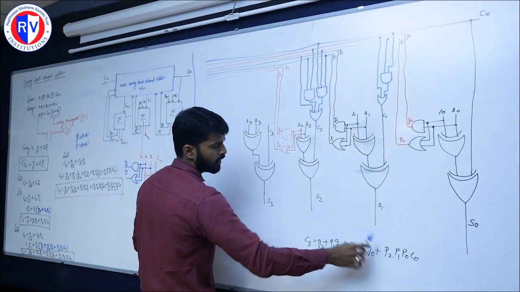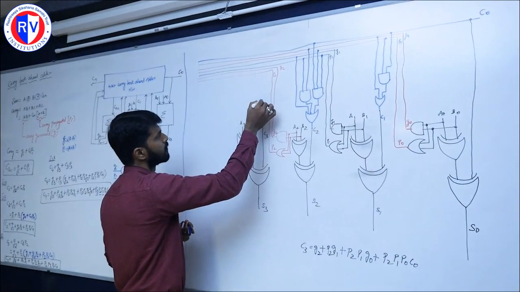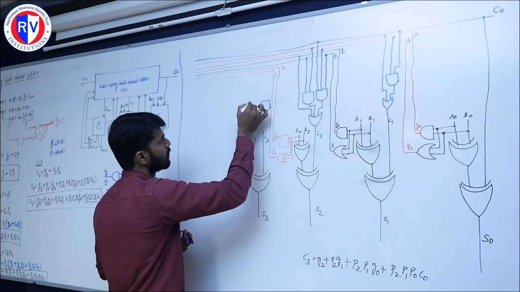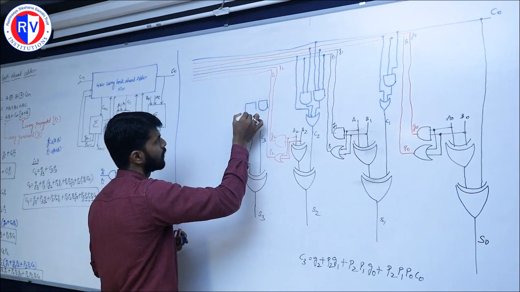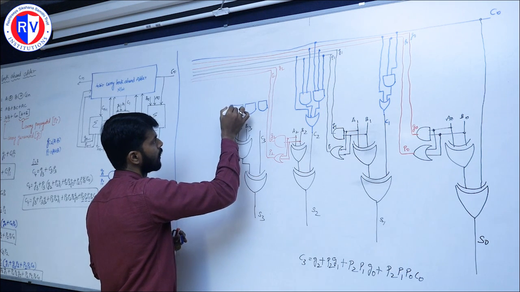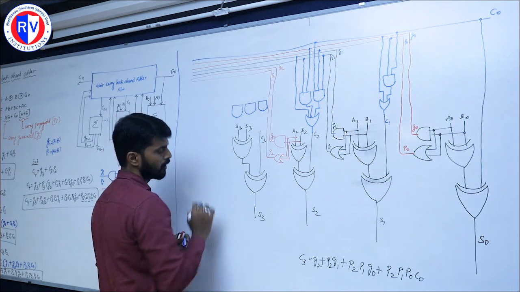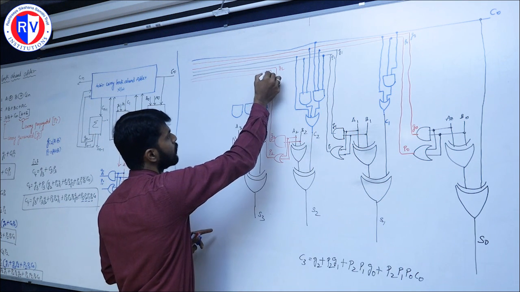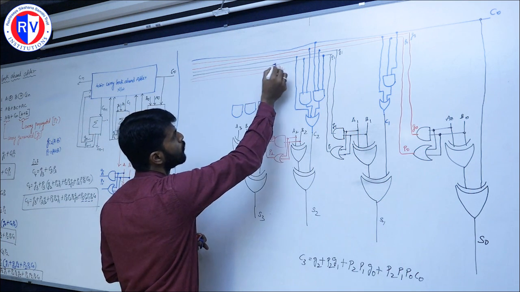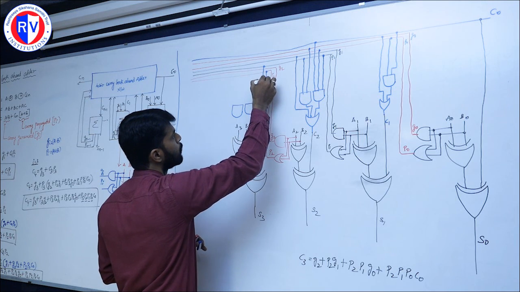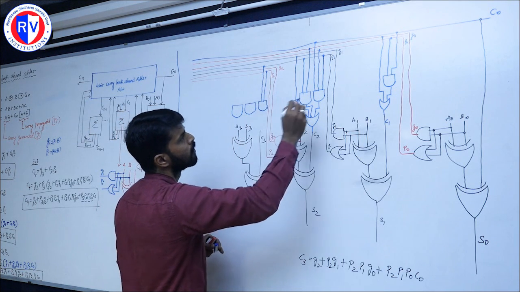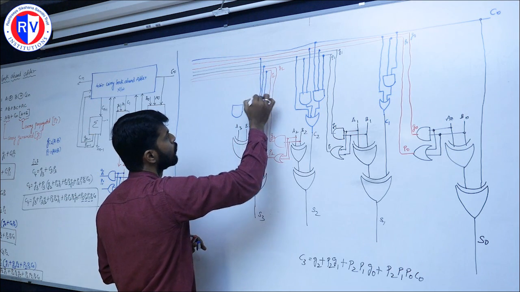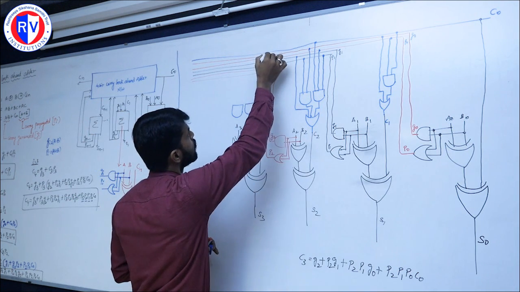So for this I need 3 AND gates. This is the AND gate I need. Here an AND gate I need. Here an AND gate I need. Totally 3 AND gates required. For the first AND gate, P2, P1, P0, P2, P1 and the P0. One more is C0.